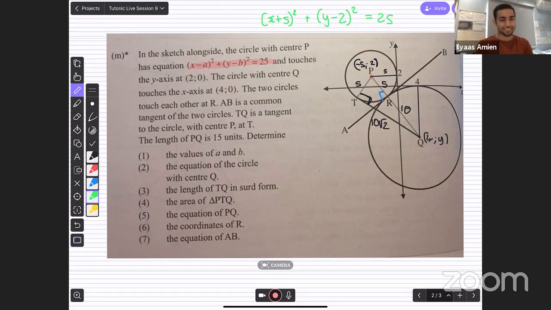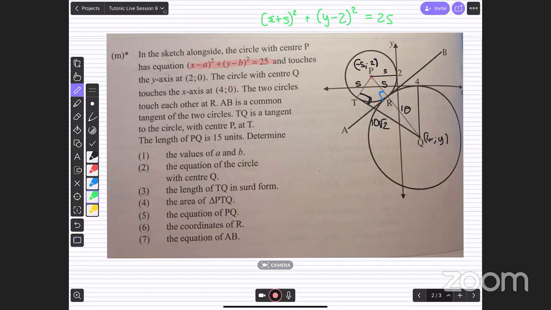Using the same logic, Nafisa. Any ideas? Adia? Okay, so (4, 0) is a point on that circle with Q, and then you do the same. You substitute values, and you get (4 minus 4) squared plus (0 minus b) squared is equal to 100. And your b comes up to plus minus 10, and b is equal to minus 10. That's what I got. Yeah.